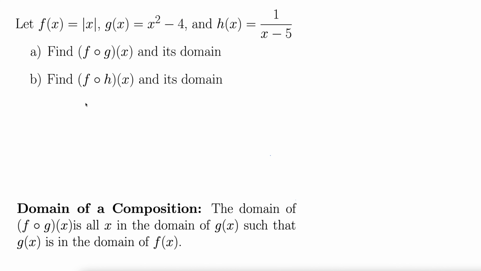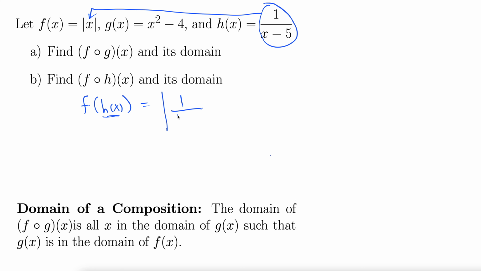For part B, we're trying to find f of h of x, which tells us that we take the entire function h of x and plug it into the x in f of x. So here I'm taking the entirety of h of x, plugging that into the x in f of x. All right, when we do that, we get the absolute value of 1 over x minus 5. Because the absolute value of 1 is 1 anyway, we can simplify it down a little bit to write it as just 1 over the absolute value of x minus 5.